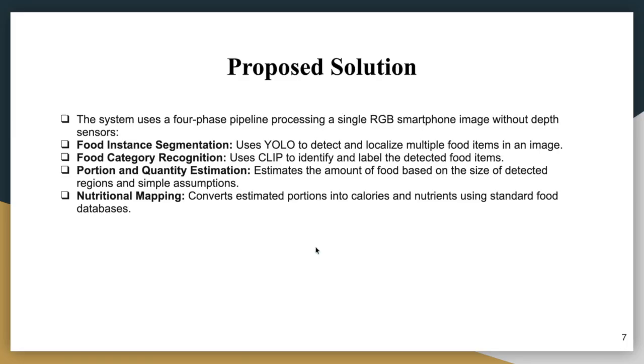And our second layer is for food category recognition, which is basically a CLIP layer. CLIP generally stands for Contrastive Language Image Pretraining. We have detected the food, but it can't tell us which food this is. Like it detects a vegetable image, but it can't tell us which vegetable this is. So we use CLIP for detecting that food item. And for portion and quantity estimation, we estimate the amount of food based on the size of the detected region and simple assumptions.